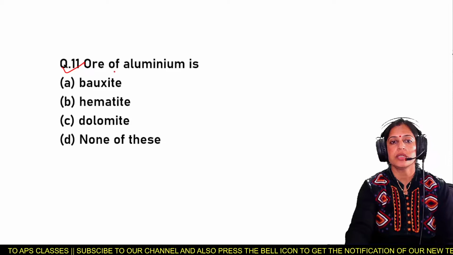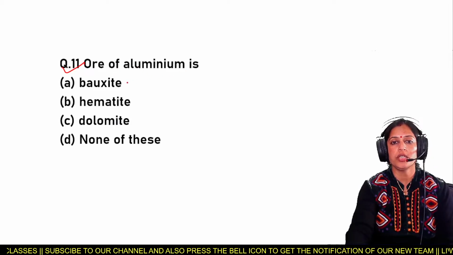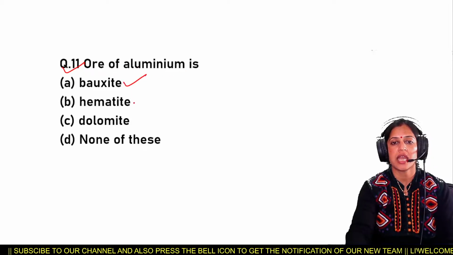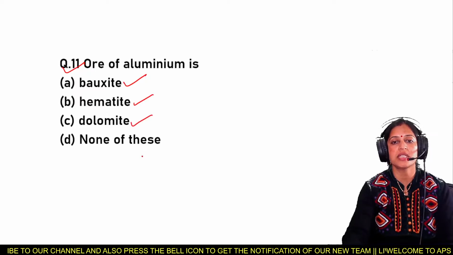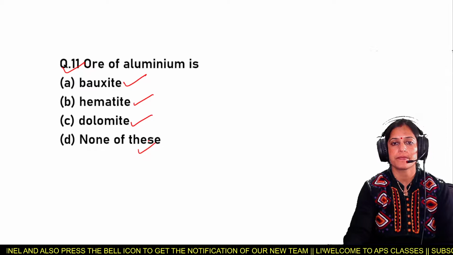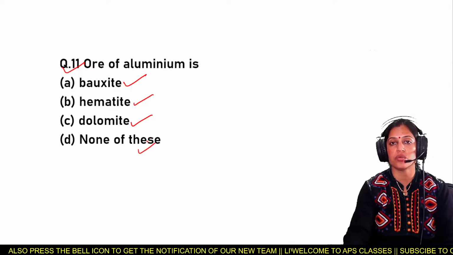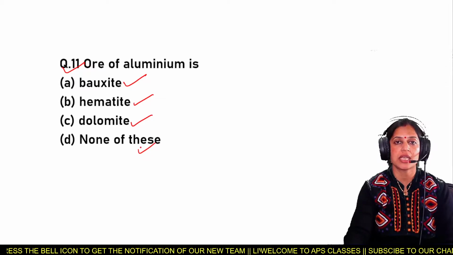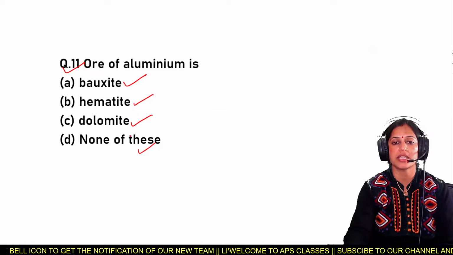Next is question number 11. Ore of aluminium is bauxite, hematite, dolomite, or none of these. Ore of aluminium is, which ore is aluminium extracted from? Either bauxite, hematite, dolomite, or none of these.